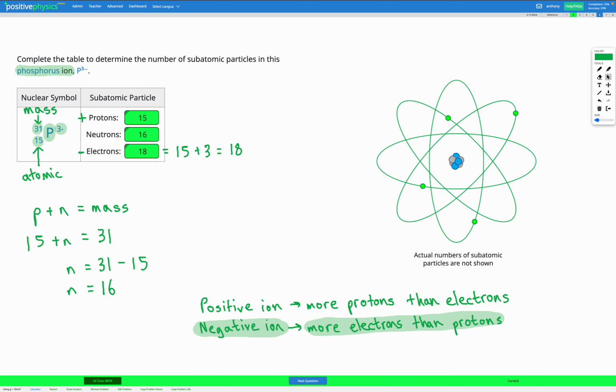So in these questions, we first use the atomic number, which is the number of protons. Then we use the mass number, which is the number of protons and neutrons added together. Finally, we use the charge to figure out the number of the electrons. If it's a positive ion, that means we have more protons than electrons. If it's a negative ion, that means we have more electrons than protons.